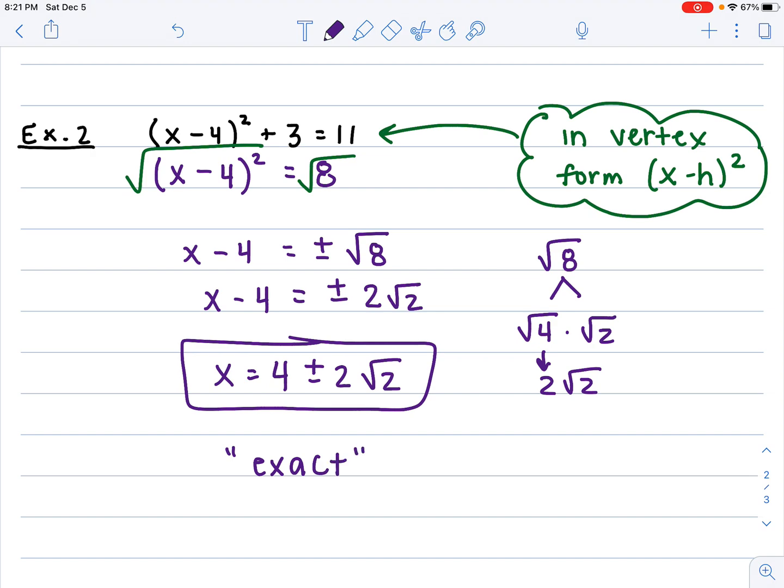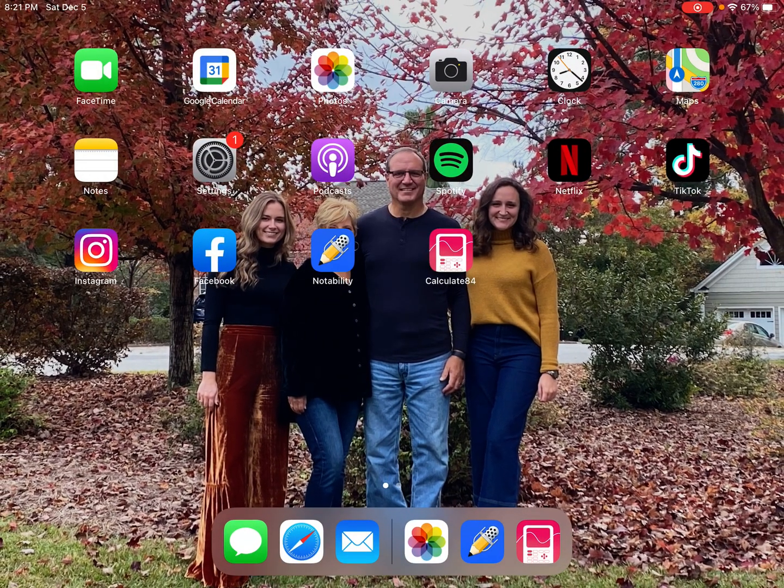If I asked you for the approximate, we're going to go to our calculator and type in both things. The first thing we're going to type in is 4 plus 2 radical 2, and the second thing is 4 minus 2 radical 2. So let's just practice that real quick.